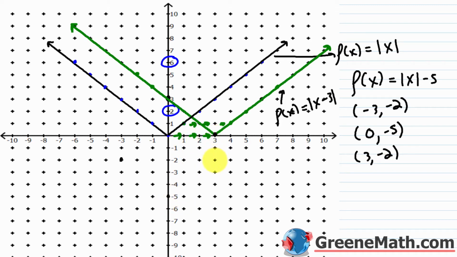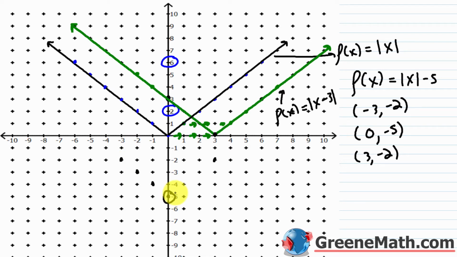So 3, -2. Now, I can just take points from this original guy and shift them down 5 units if I want more. So I can take this point and go down 1, 2, 3, 4, 5. I can take this point and go down 1, 2, 3, 4, 5. And you can see where the line is going. This right here would be the lowest point on the graph.